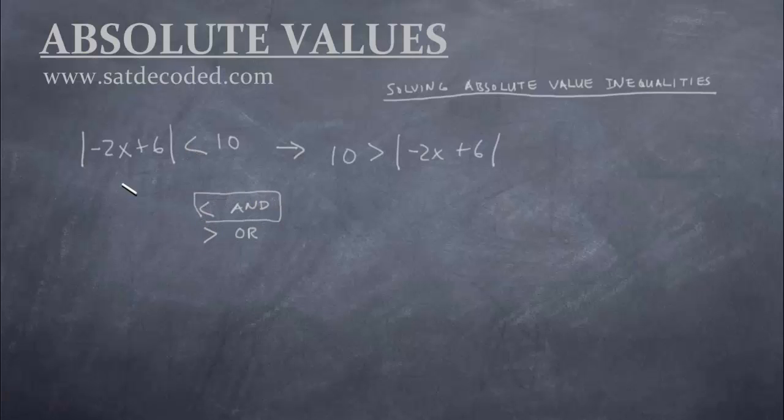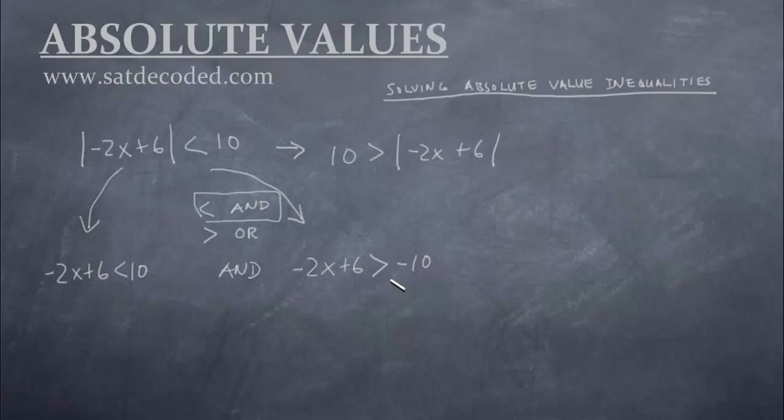All right, so I'm going to go ahead and create two separate statements for this. So I'm going to rewrite it exactly the way it is without the absolute value bars. The stuff inside the bars does not change. And then I'm going to write and -2x plus 6. But now you have to remember to flip the sign and make it the negative version. So -10.